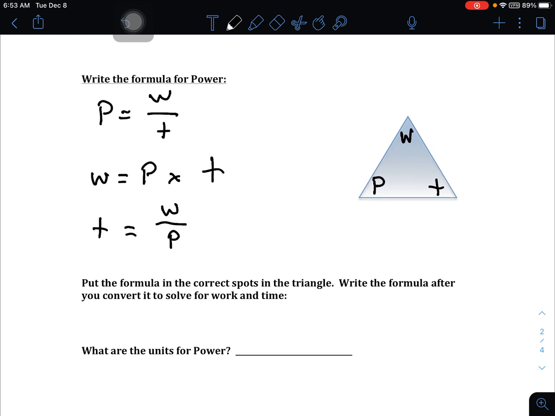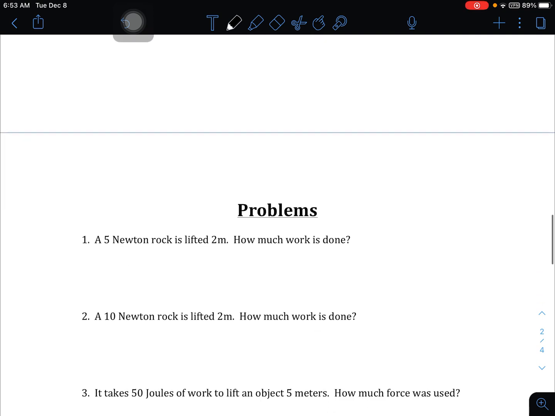Okay, and what are the units for power? If you recall our conversation, we talked about the unit known as watts. We also talked about horsepower, but in these power calculations, we're going to stick with watts. Okay, so that's our discussion for today.